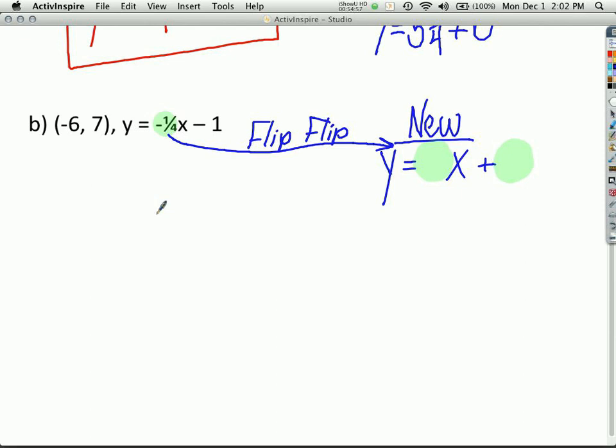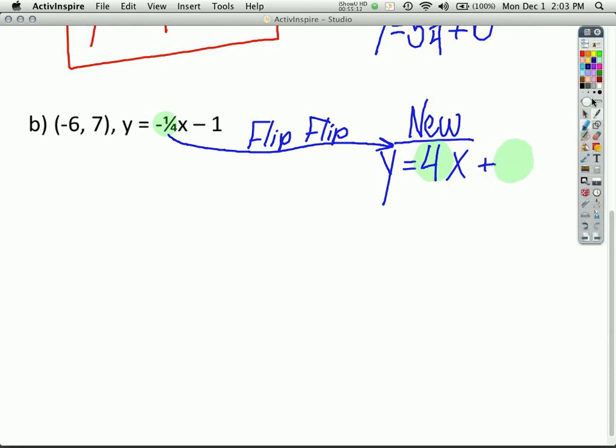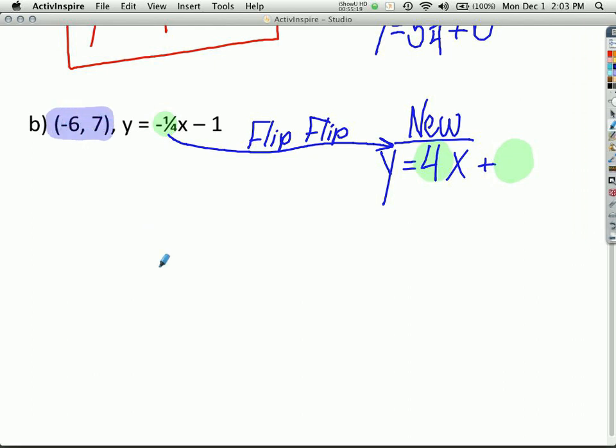Isabella? Plus 4. Very good, plus 4. And so now you can easily see perpendicular, opposite reciprocals. But now we're missing this. And that's where this other piece of information comes in. This right here helps us find the b.